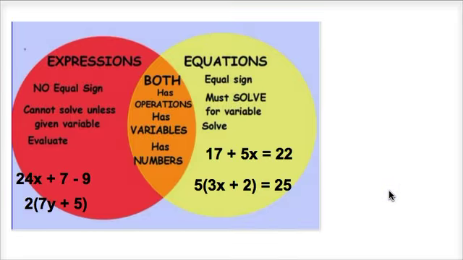So in looking at the terms and operation signs that I have moved, I have noticed that if it's an expression, I do not see an equal sign anywhere. If it's an equation, it has an equal sign. So the difference between an expression and an equation is that an equation has an equal sign and an expression does not.